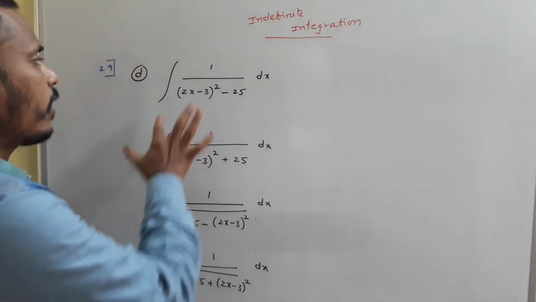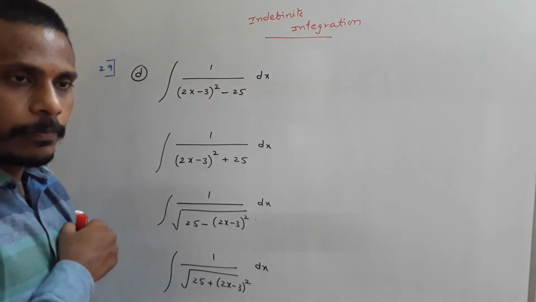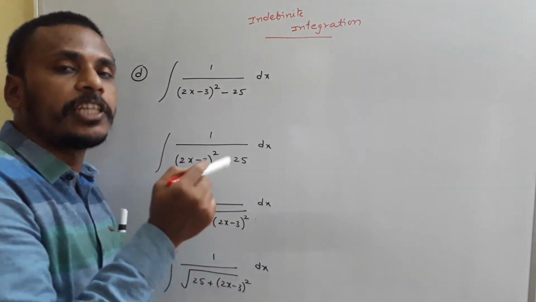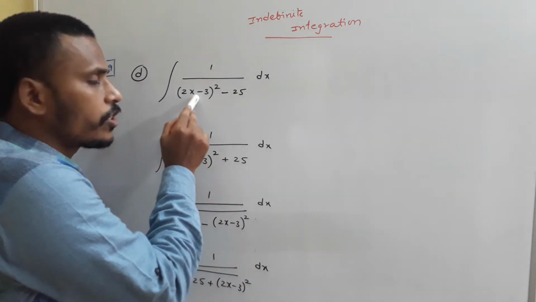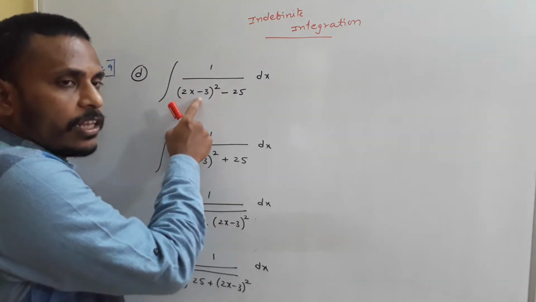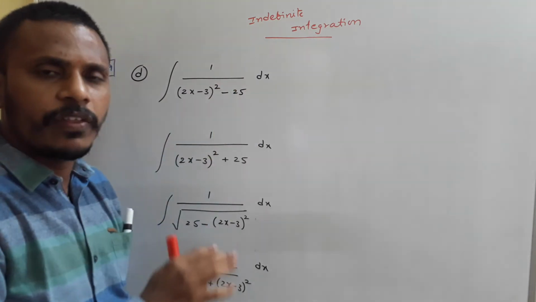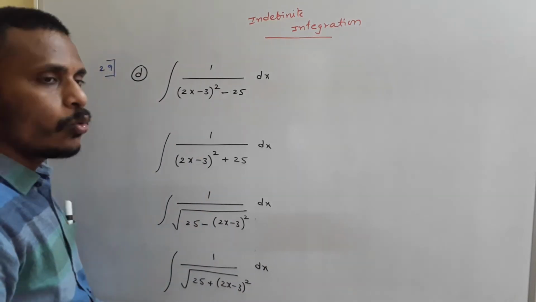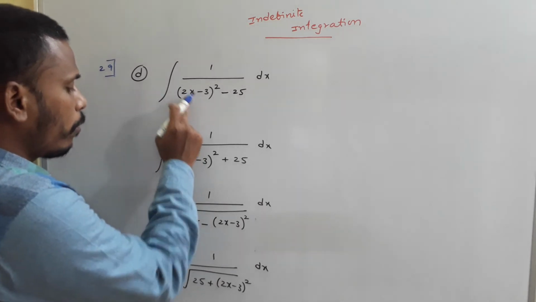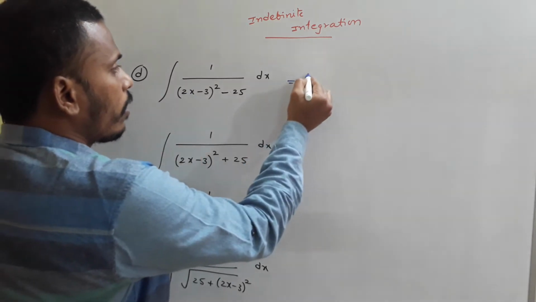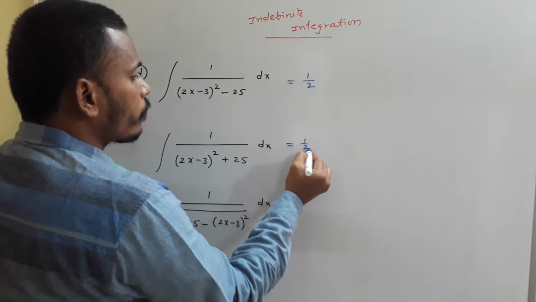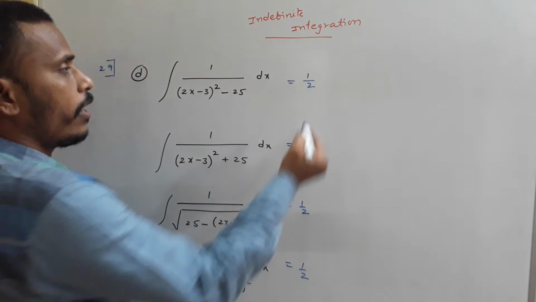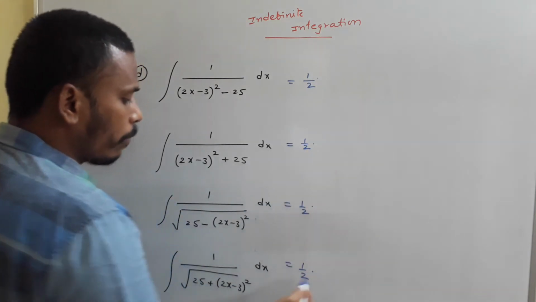Integral 1 by (2x minus 3) whole squared minus 25. How to solve this? The one and only way is treating 2x minus 3 as t. Since it is linear, no problem. If 2x minus 3 is t, then 2 dx is dt, everything is the same. But since the x coefficient is 2, we need to write 1 by 2 as a coefficient. For each and every problem, since the x coefficient is 2, our answer starts with 1 by 2 into something. Everywhere we need to write 1 by 2.